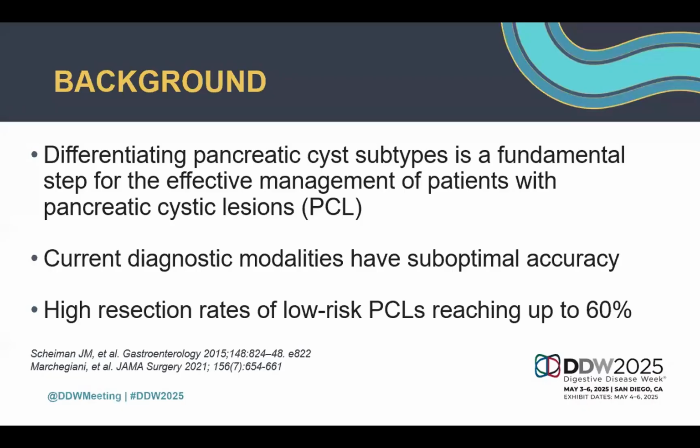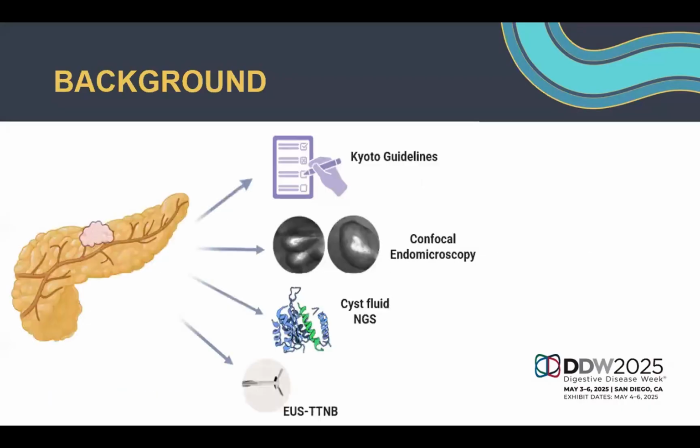As we all know, differentiating pancreatic cyst subtypes is a fundamental step for effective management of pancreatic cysts. However, our current standard of care modalities, namely cyst fluid analysis, are suboptimal in doing so. This ultimately leads to high resection rates of low-risk pancreatic cystic lesions that can reach up to 60%. There are several novel diagnostic tools that are still underused in our clinical practice, and these include confocal endomicroscopy, cyst fluid molecular analysis, and through-the-needle biopsy forceps.